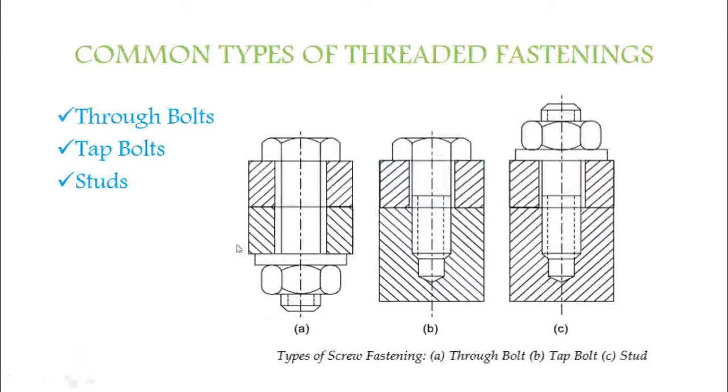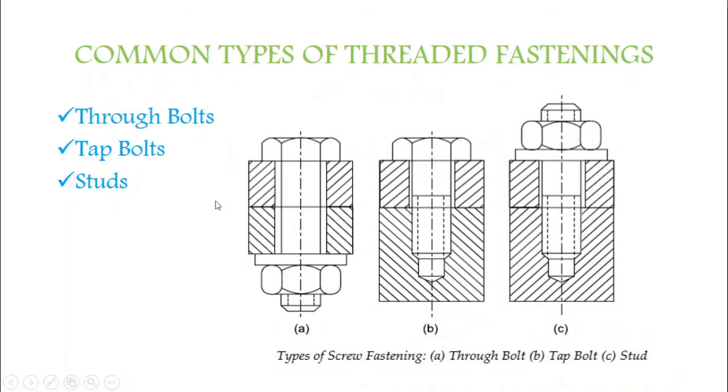Let's see, the parts that are fastened have medium thickness. Here this is the through bolt assembly. This is part 1, this is part 2, and this is the bolt and nut assembly. When we have parts of medium thickness, both part 1 and part 2, for this condition we are using the through bolt assembly.